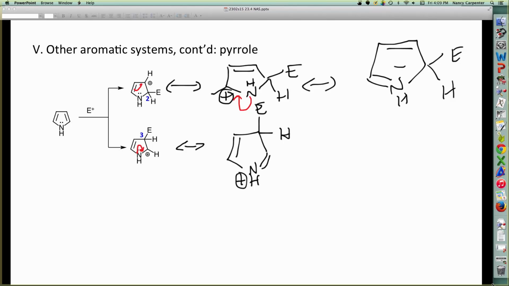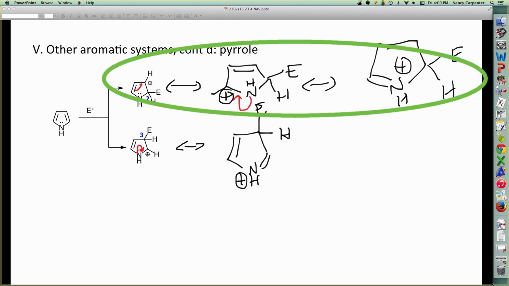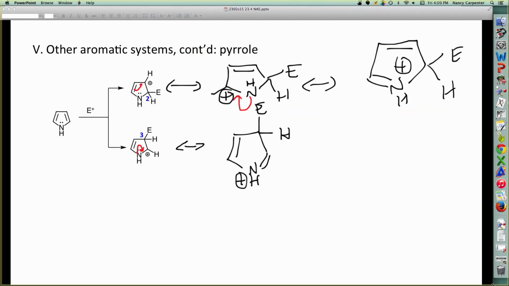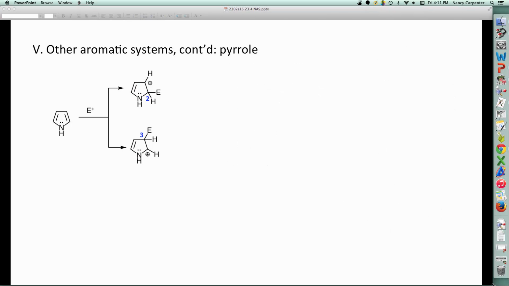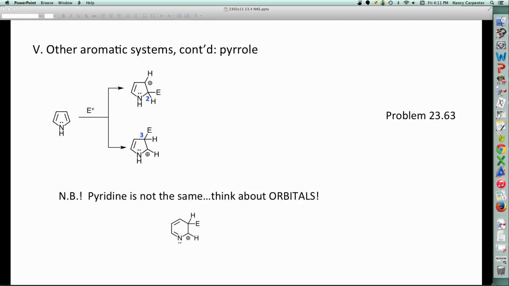Therefore, what we know is that these guys are the preferred intermediate, more stable, and therefore the major product will end up being, just as you saw in ITR, substitution at position 2. So that you can see in looking at problem 23.63 in the back of the chapter.